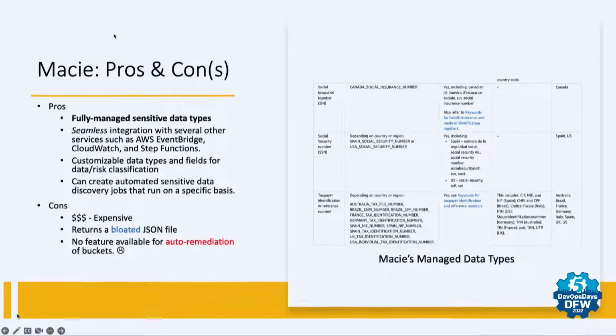But the cons of this, however, is that it's expensive. Because it uses machine learning and all this pattern matching technology on the back end, the price runs up quite quickly.